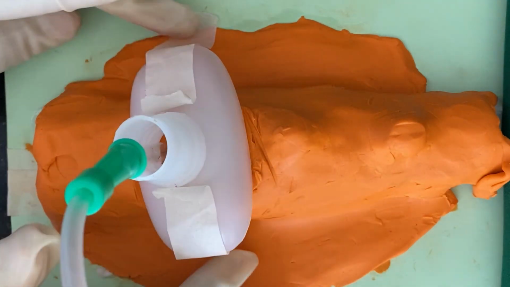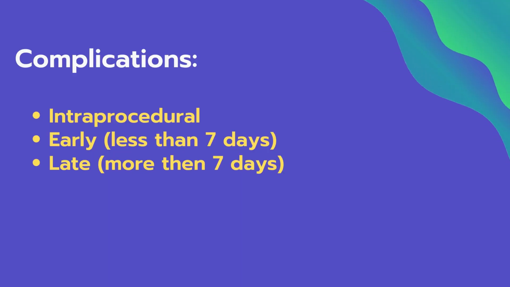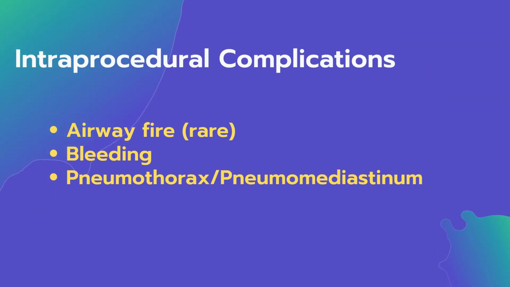Complications of the tracheostomy can be classified as intraprocedural, early, just less than 7 days, and late, more than 7 days. Intraprocedural complications include airway fire, which, despite being a rare complication, is commonly found in tracheostomy. The drapes, ETT, and alcohol-based antiseptics are all potential fuel sources.